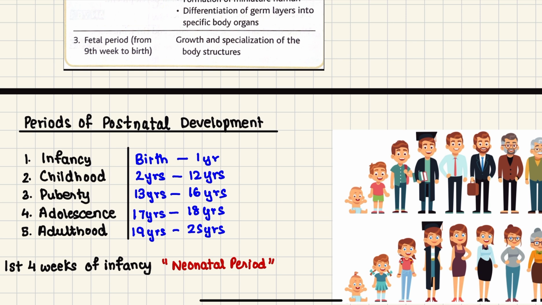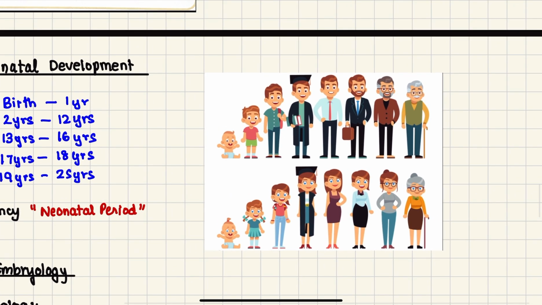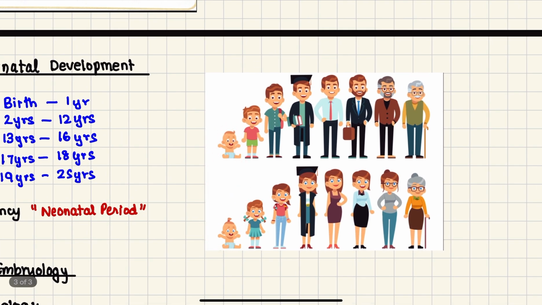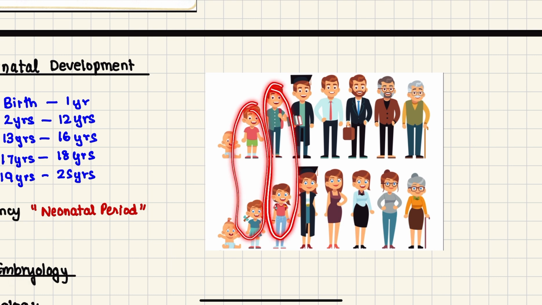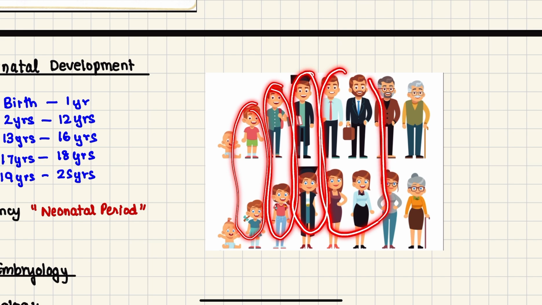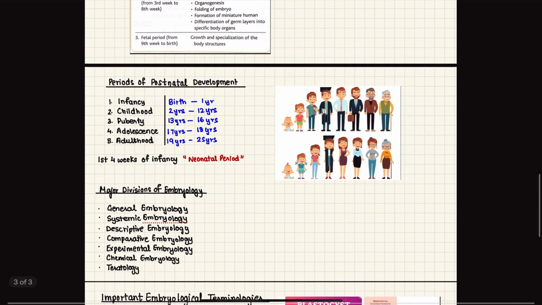So infancy is from birth to 1 year. So the baby, when it's born, you call it an infant. Then childhood is from 2 years to 12 years. You call this human as a child. Then you have puberty, which is from 13 years to 16 years. Adolescence is from 17 years to 18 years. And adulthood is from 19 years to 25 years. I found this cute little picture over here depicting infancy, childhood, puberty, adolescence, adulthood, all that.